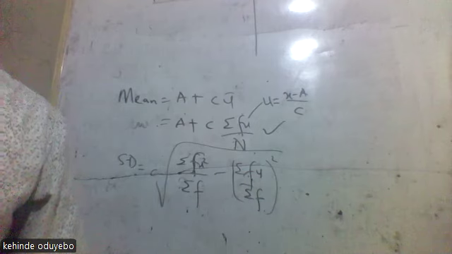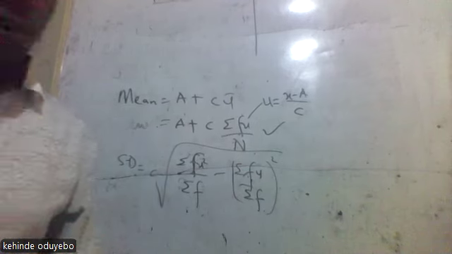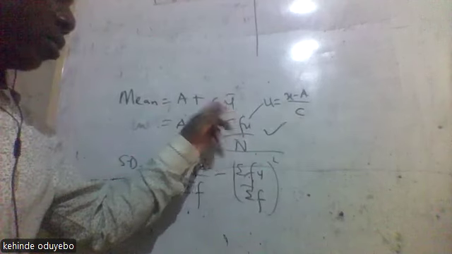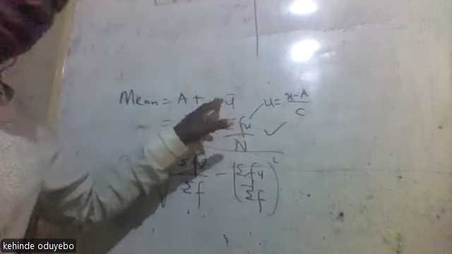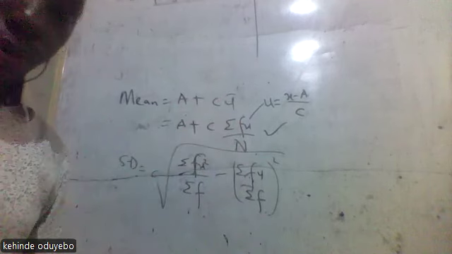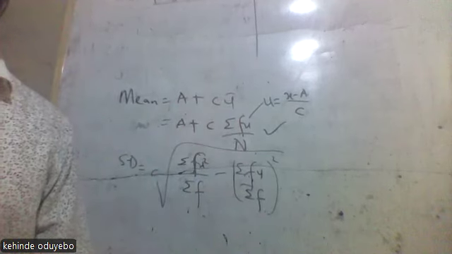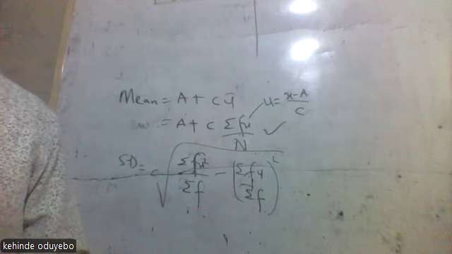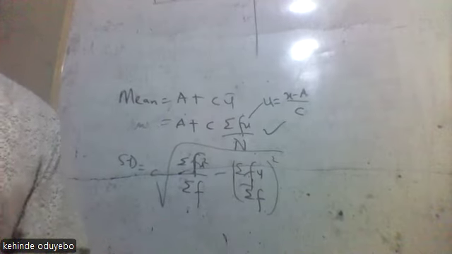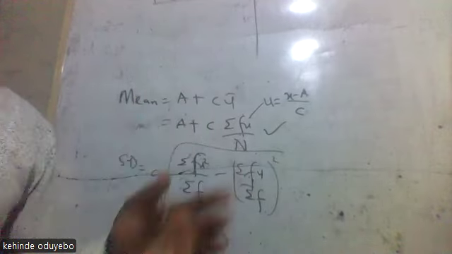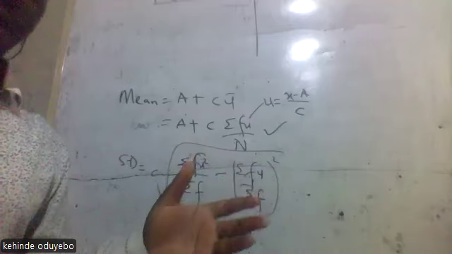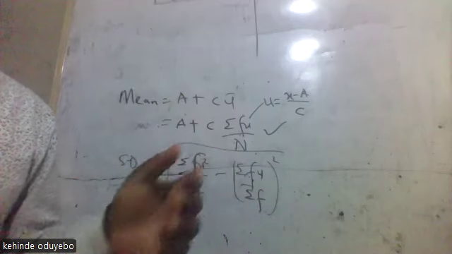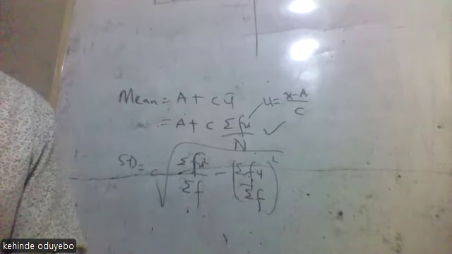So let's calculate the U. I want to calculate this U. Okay? So U is X minus A over C, isn't it? Yes, X minus A over C. Pick any number, any of the sample heights. You can decide to pick 67, you can decide to pick 66.25.